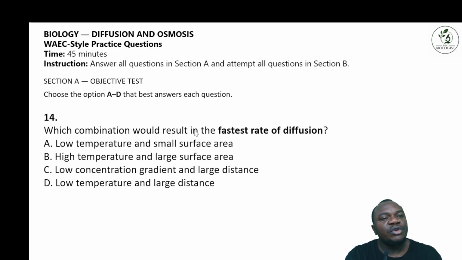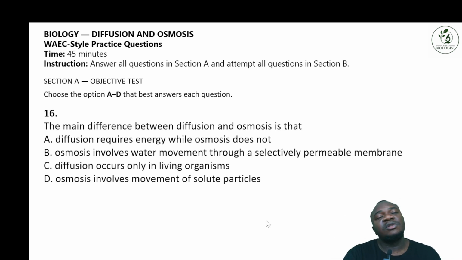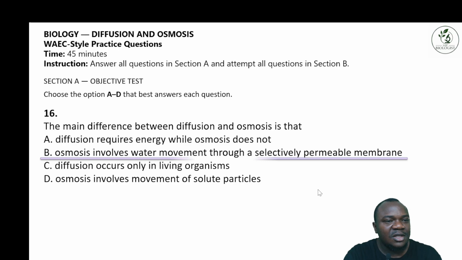Which combination will result in the fastest rate of diffusion? So your high temperature makes diffusion occur very fast, and large surface area. Which of the following is an example of diffusion in humans? So movement of oxygen from the alveoli into the blood in respiration. The main difference between diffusion and osmosis is that osmosis involves water movement through a selectively permeable membrane. So this selectively permeable membrane makes osmosis stand out.